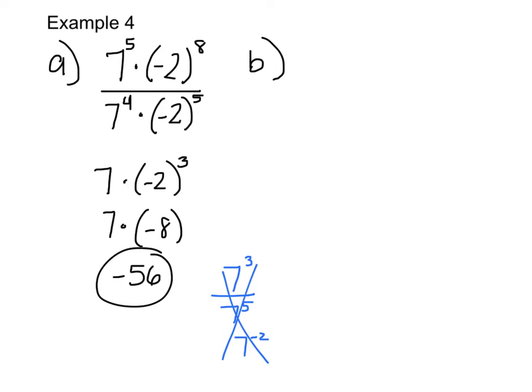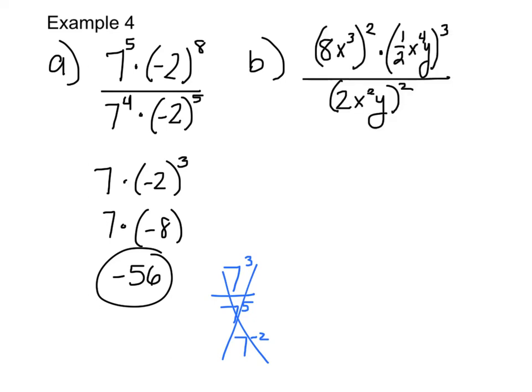So part B, let's make this one fun. Here we go, this one looks fun. 8x to the 3rd, all to the 2nd, times 1/2 x to the 4th y, all to the 3rd, and then all of that divided by 2x squared y, all to the second power. We're combining all of your rules that you've learned up until today. Let's take this one step at a time. It's not difficult, it just looks confusing.